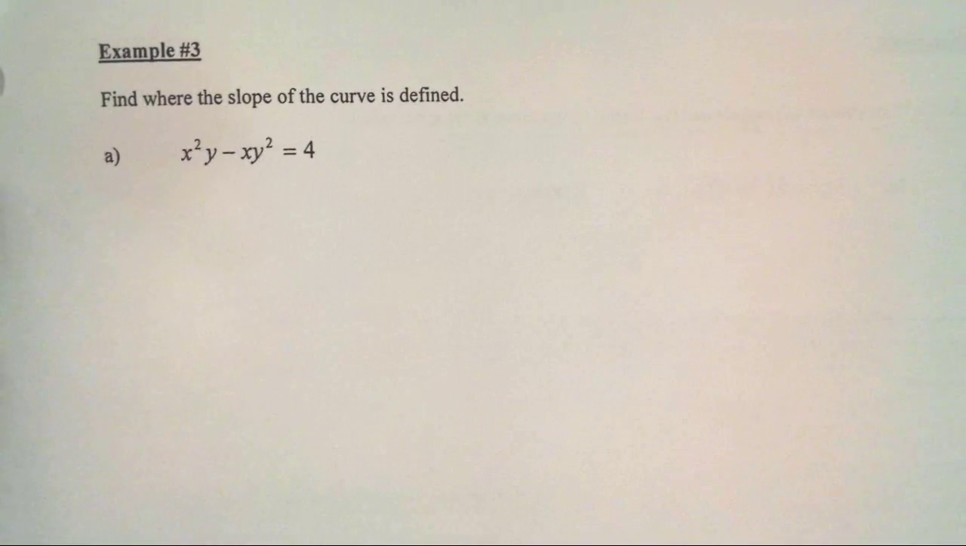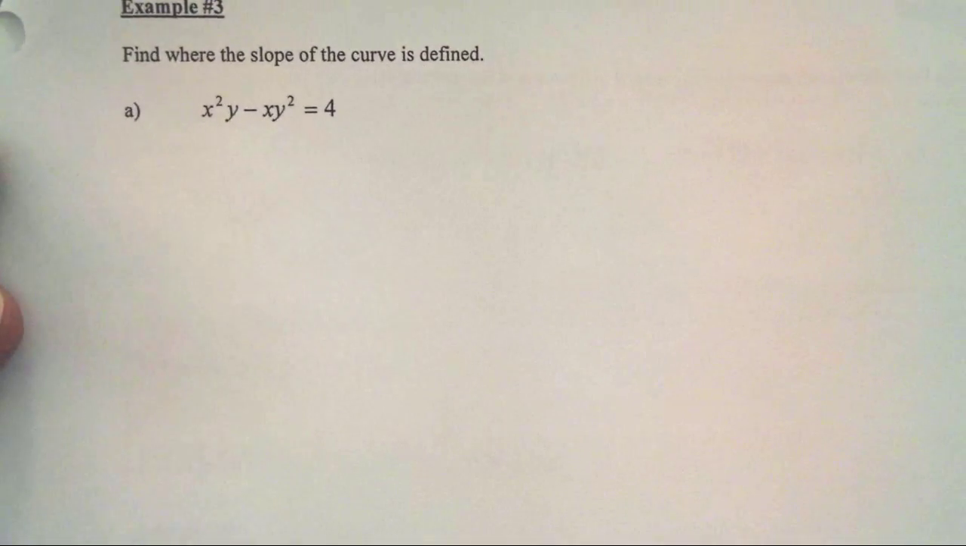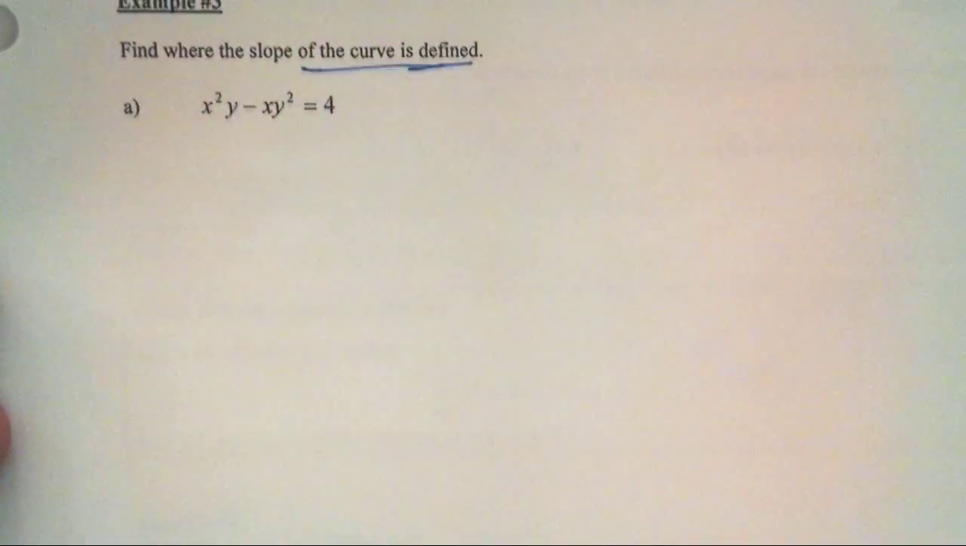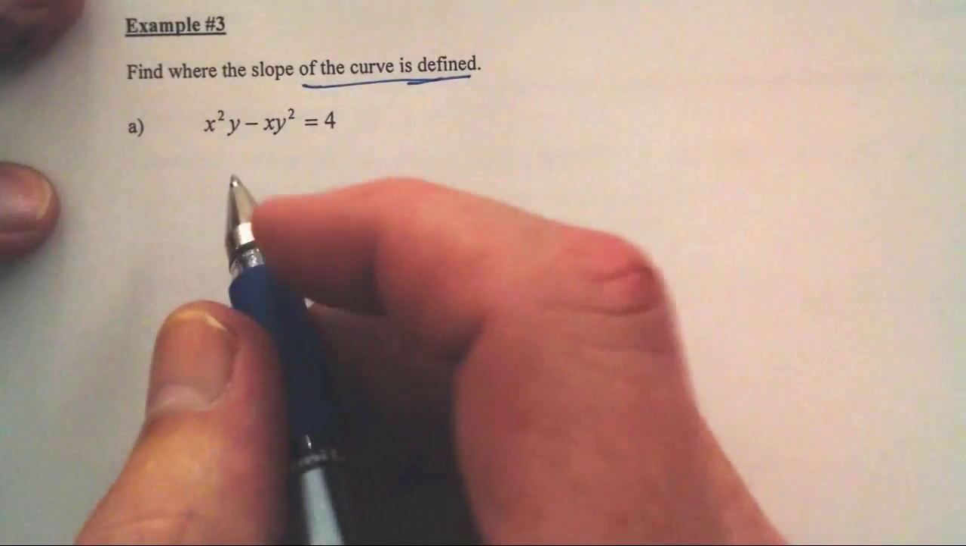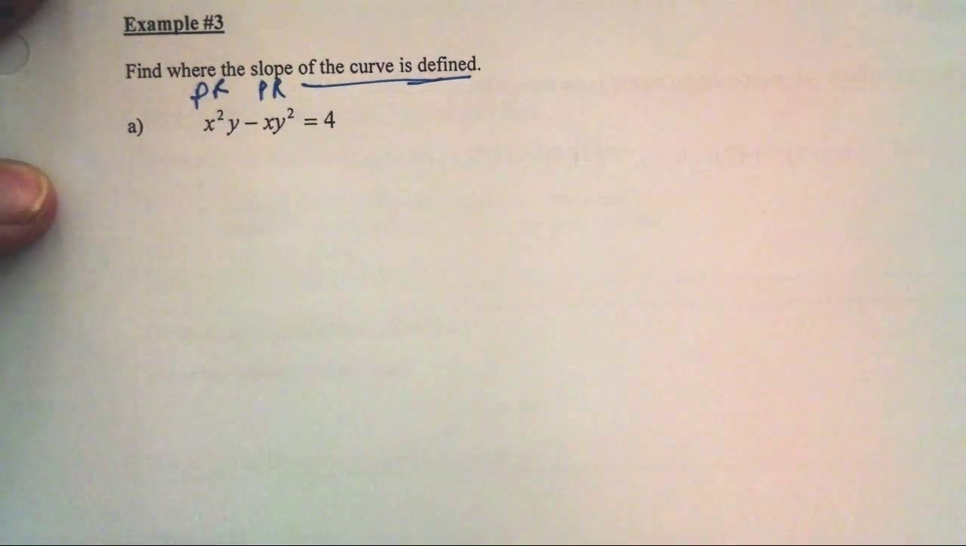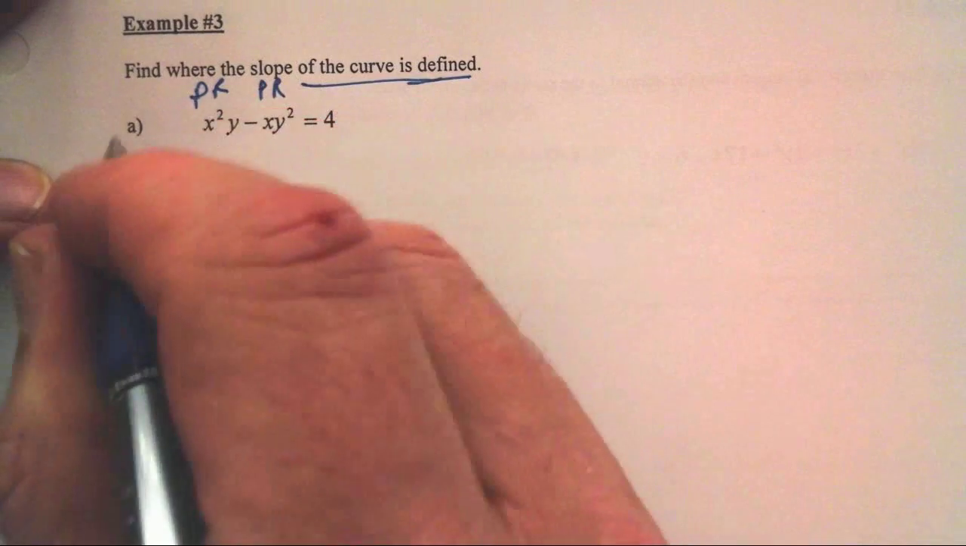Okay, let's continue. I got a little bit of time here. Find where the slope of the curve is defined. Well, if I'm going to find where the slope is defined, I'd like to get my slope formula or my derivative. Again, we've got product rule. We've got a minus that we better distribute when we run through the product rule. So, first product rule.